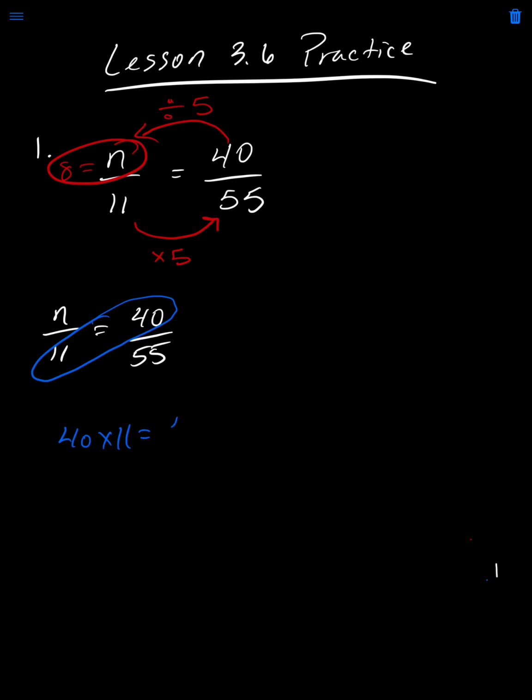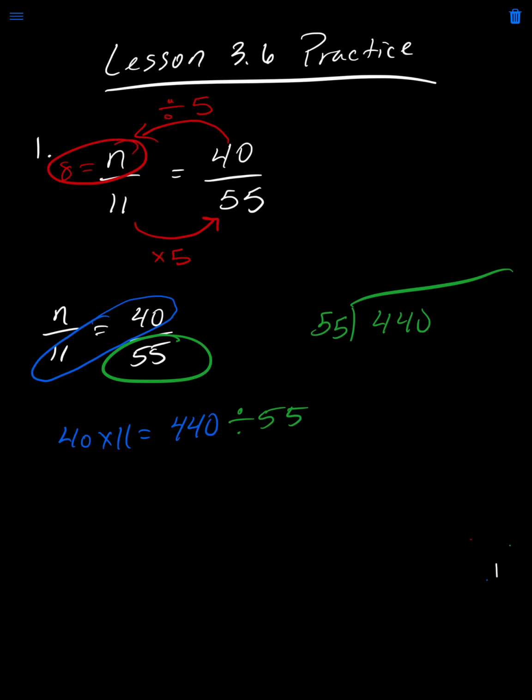But here's the other way to do it. The fancy word for this is multiple representation. I'm going to cross multiply, our cross products, 40 times 11 to get 440. Then I'm going to end up dividing by the number I've not used, 55. So I draw the house. The first number goes into the house. The second number goes outside the house. I'm going to see, of course, I know it's 5 because 55 times 5.